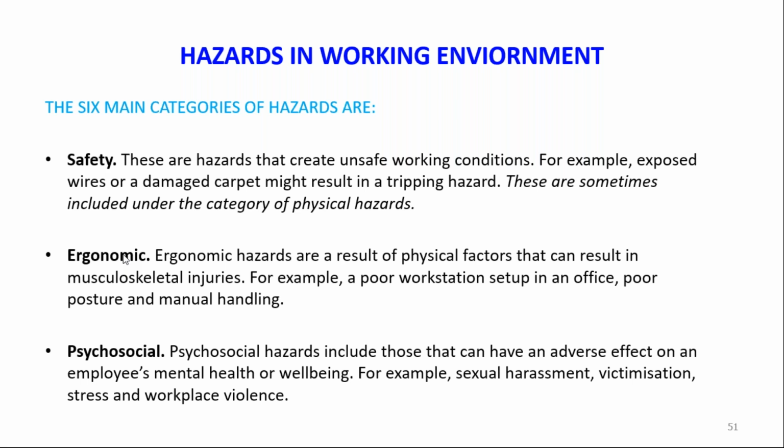So when the hazard which is related to the physical factors or musculoskeleton, that is related to the muscles, and skeleton, that is bones, and if that is created to the injuries, then it is a ergonomic hazards. For example, a poor workstation set up in an office, poor posture, and manual handling. So these are some of the examples of these ergonomic hazards.